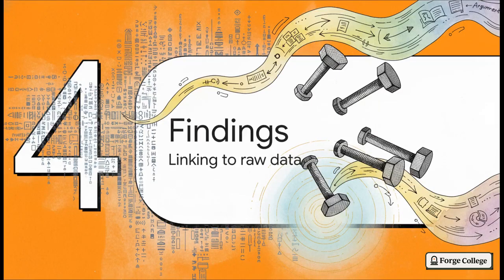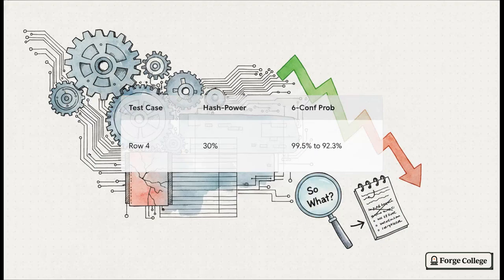Section 4. Forging evidence-driven findings, linking claims to raw data. This right here is where the magic really happens. This is translating all that raw data into compelling arguments. Let's look at some hard numbers. We have a test case in row 4, where an adversary holds 30% of the hash power. Because of that, the probability of a 6 confirmation finality drops from 99.5% down to 92.3%. You see, anyone can just paste a table into a document, but an engineer actually answers the so what.